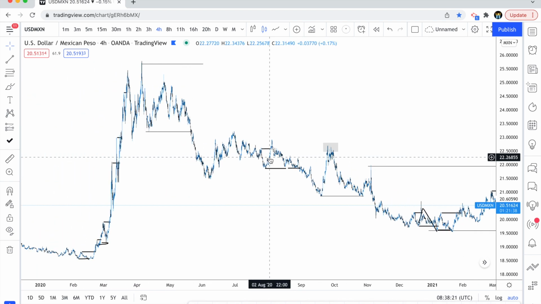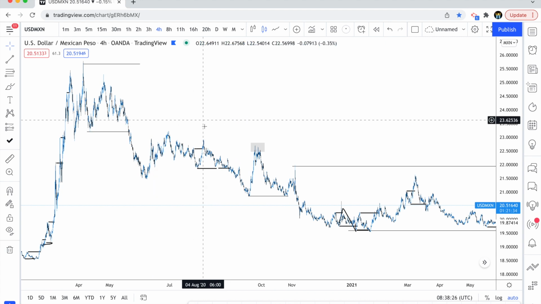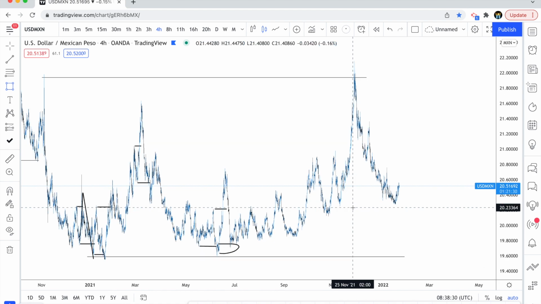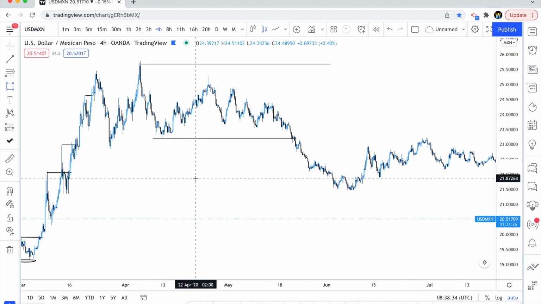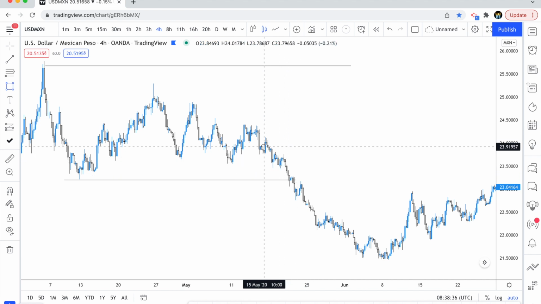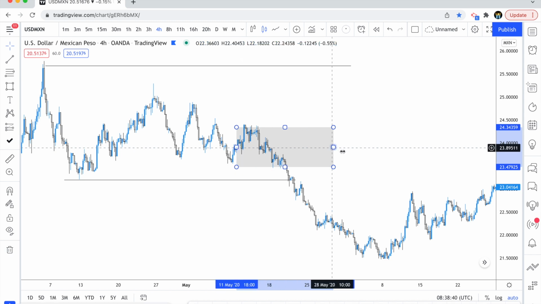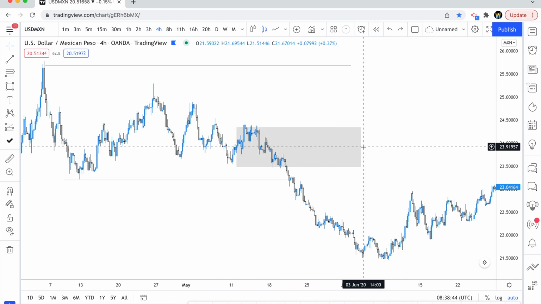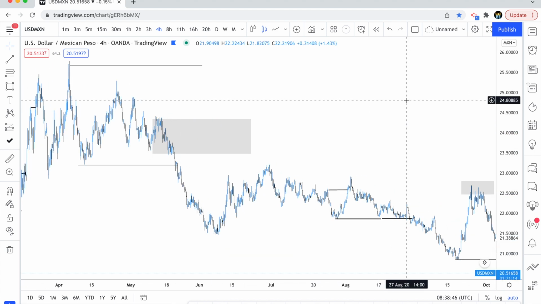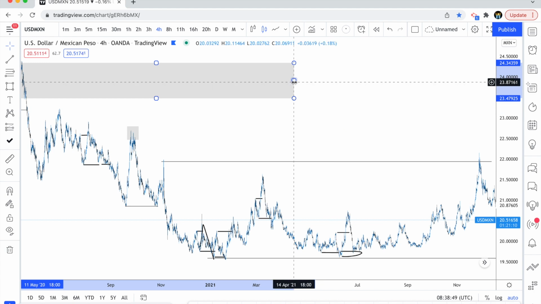And then, goodness gracious, I'm on the 4-hour. Price should come somewhere around in here eventually to mitigate. Of course, I'm on the 4-hour. I'm just way ahead of my time at this point, right? The price should come out somewhere right in here to mitigate an order block right there. And this is just a supply area right here. Okay. Something like this.